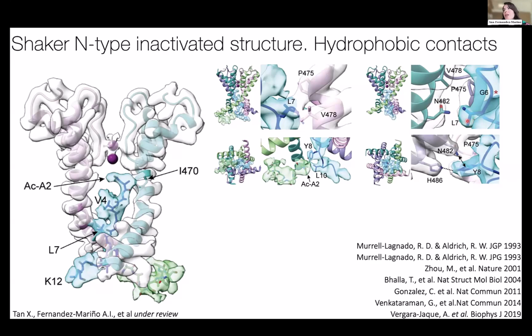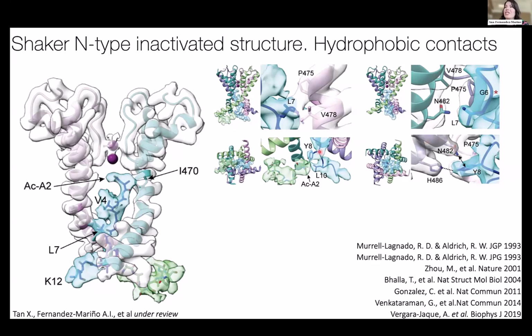Also lowering down, the leucine 7 is close to this asparagine 482, and we see in this structure how the asparagine 482 is really, really close to this tyrosine 8. Those are all residues that I tested, and that will be included in the paper as well.